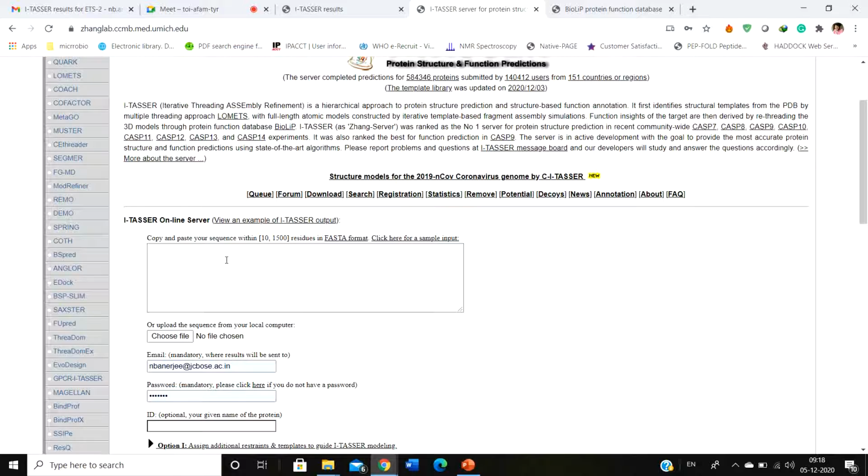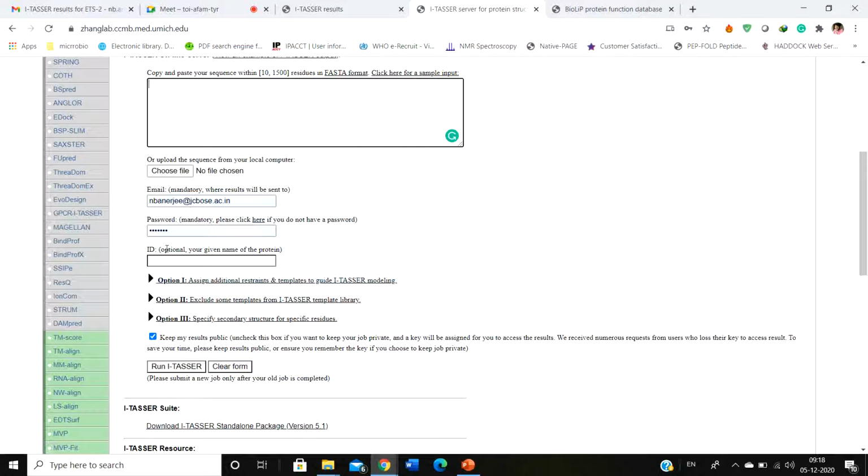So, this ITASER is a very simple user interface. You only have to upload your FASTA format sequence, and then simply give your email ID and password, and click on run ITASER. It will run. There are a few options that you can give, but those are not needed.